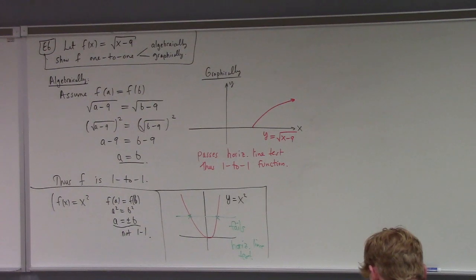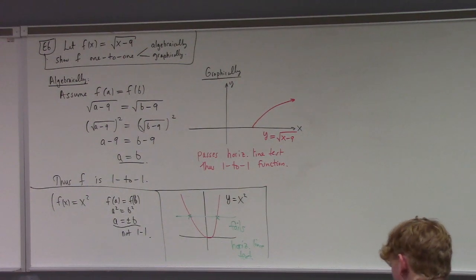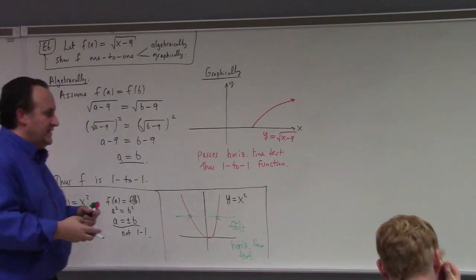Now, why do we care about one-to-one functions? Do you guys remember? What's the interesting thing about one-to-one functions? I have some problems where I ask you if it's possible to find the inverse, right? When is it possible? When the function's one-to-one, we can find the inverse. That's right. So let's find the inverse for this one.